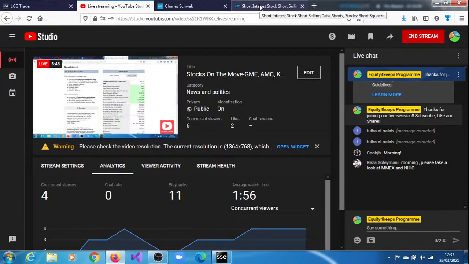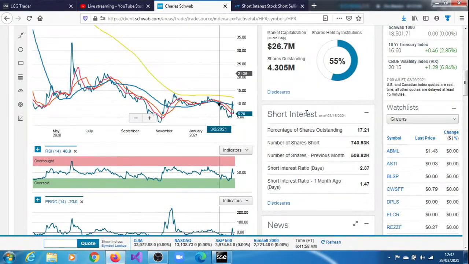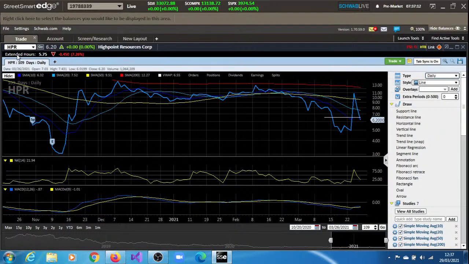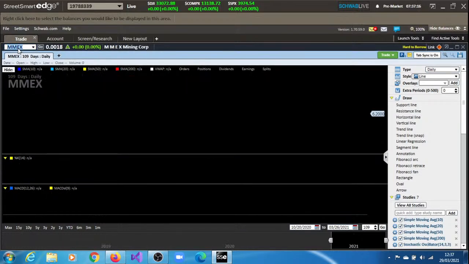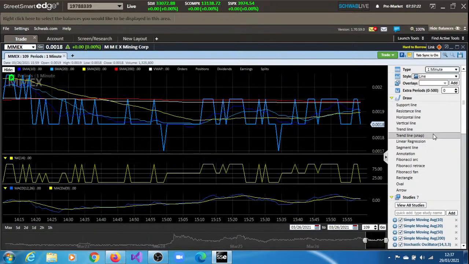Okay, you want us to have a look at MMX and NHIC. Okay, let's have a look at MMX for you. While we are here, we will not be able to see MMX because right now the market is not open yet. So we can always just enter this MMX. So this is the daily chart. Let's get to the 1 minute. So this is all that happened during the last trading session.